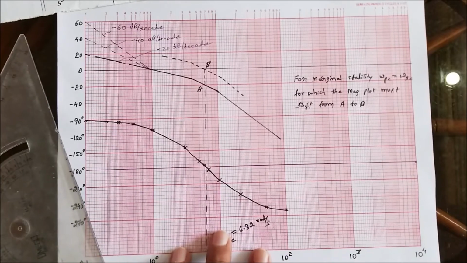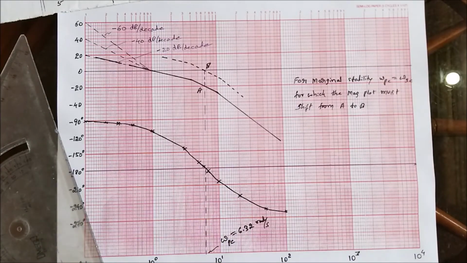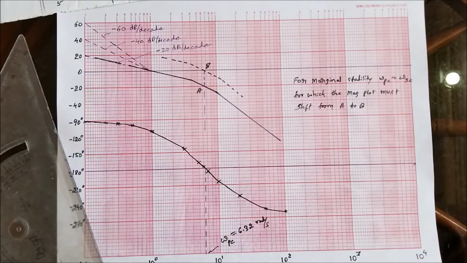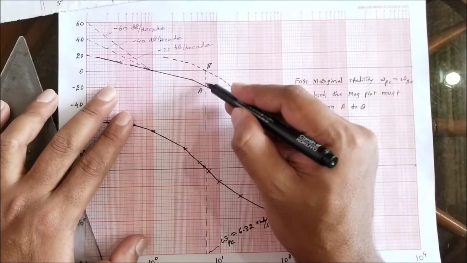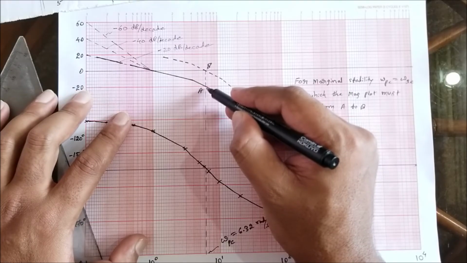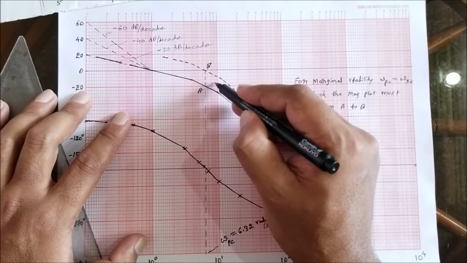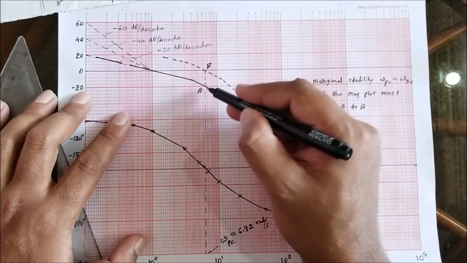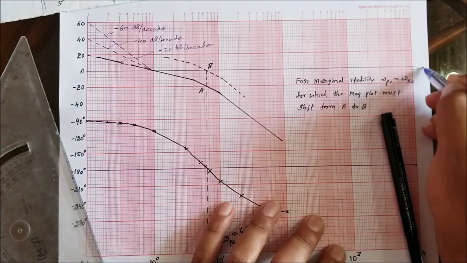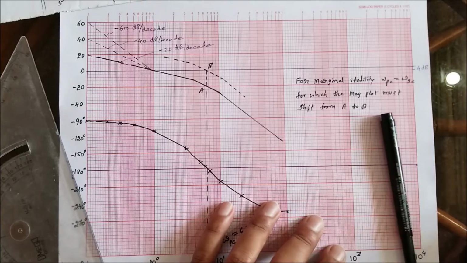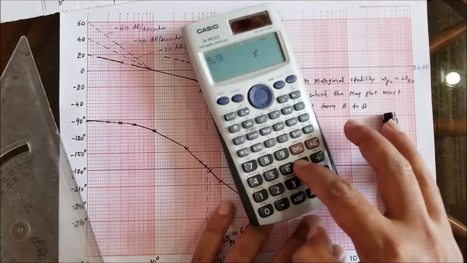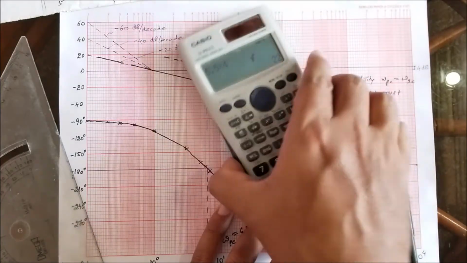This people already know. Hence, how much is the gain margin I am going to get for this problem? I have a bit slightly higher than the minus 20 line. So how many divisions do I get? 1, 2, 3, 4, 5.5 I can take. Each division is 4 decibels. So 5.5 into 4 is nothing but 22 decibels.